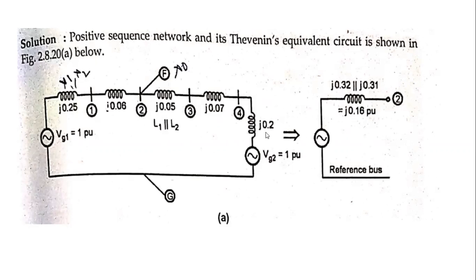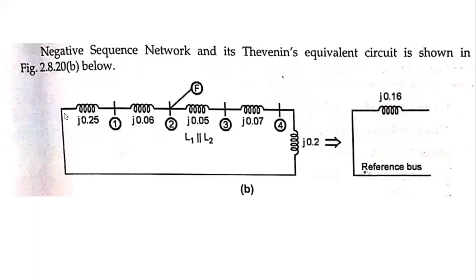Next we have the generator G2. Therefore the fault is at this point. Then what is the equivalent? We add these three reactances and these two reactances, then these two are connected in parallel. Then J0.31 and J0.32 are connected in parallel. This is the equivalent Thevenin's network.